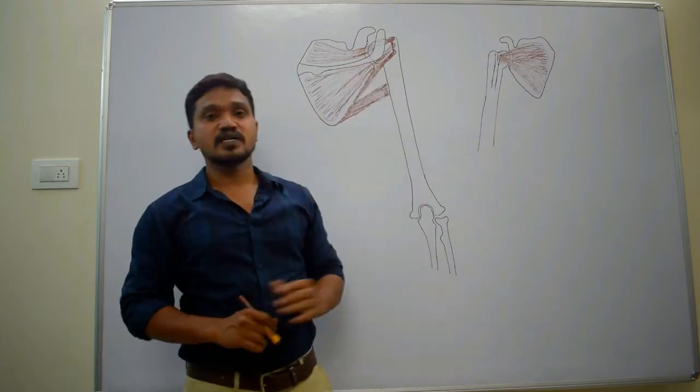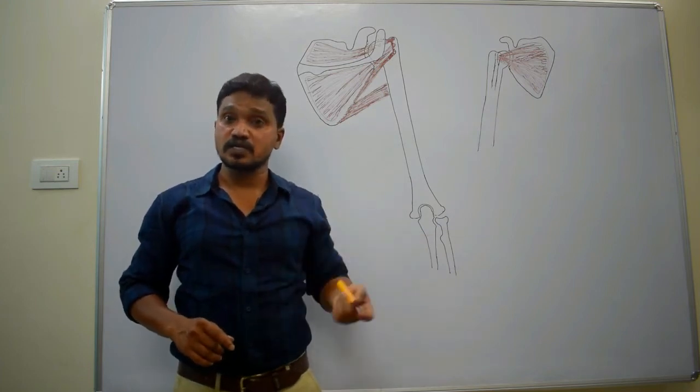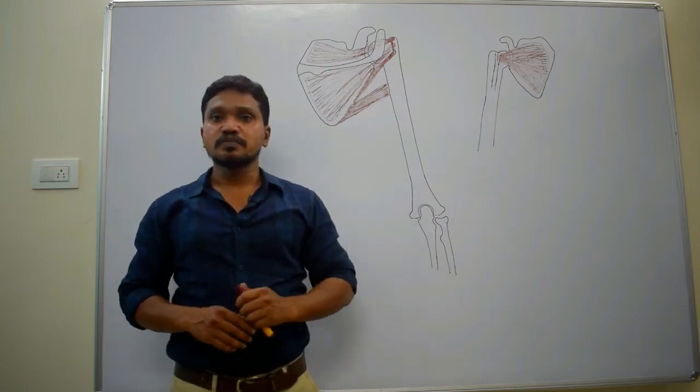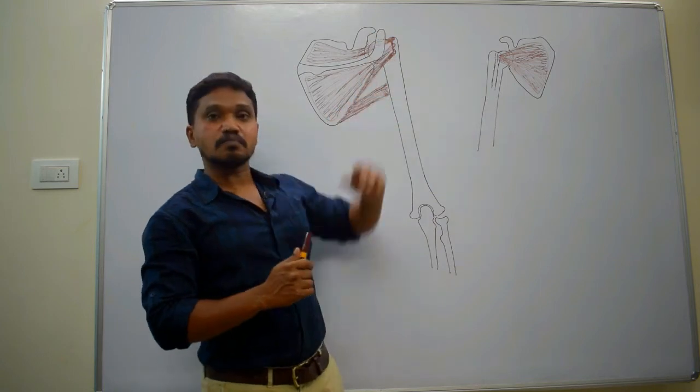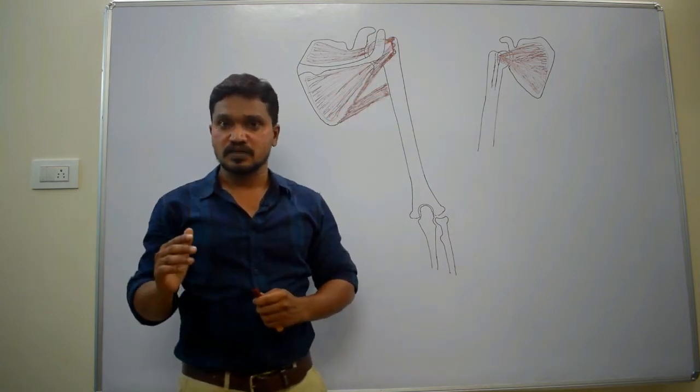Usually, the supraspinatus tendon will undergo degeneration, which leads to calcification. Sometimes it leads to a tear also. Then, one more applied aspect related to it: subacromial bursitis. I told you there is a bursa here. Inflammation of that bursa we call subacromial bursitis, right?